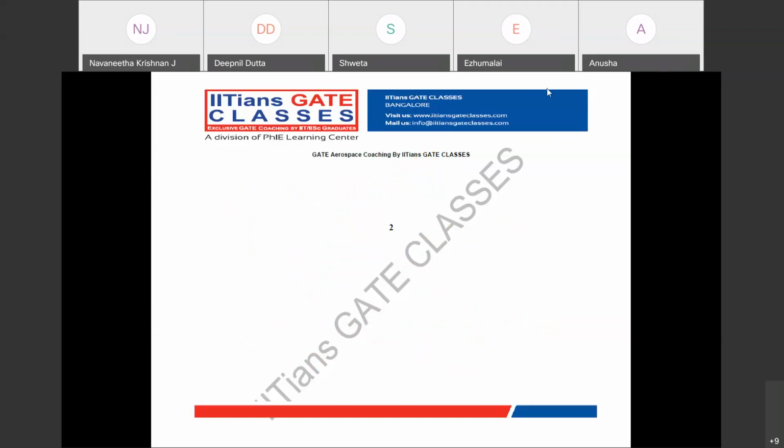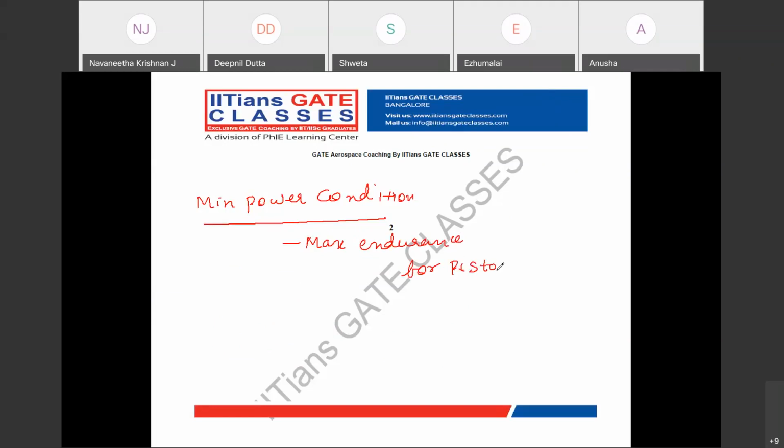Next one is the minimum power condition. It is the condition for maximum endurance of piston engine aircraft.